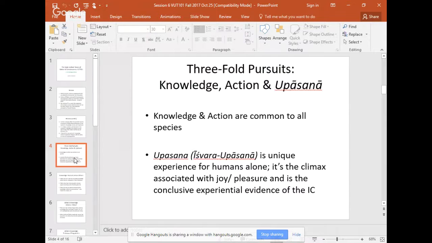Now we move on to today's session, whose starting point is our threefold pursuits, which are namely knowledge, action, and upasana. So the first observation we make is that knowledge and action are common to all species. They also have sensory organs and motor organs to acquire knowledge from their surroundings and to act upon the surroundings. Of course, their actions are very limited, for their survival, to give birth to their children and rear their children, and so on and so forth. That's what they are engaged in, which we are also engaged in.